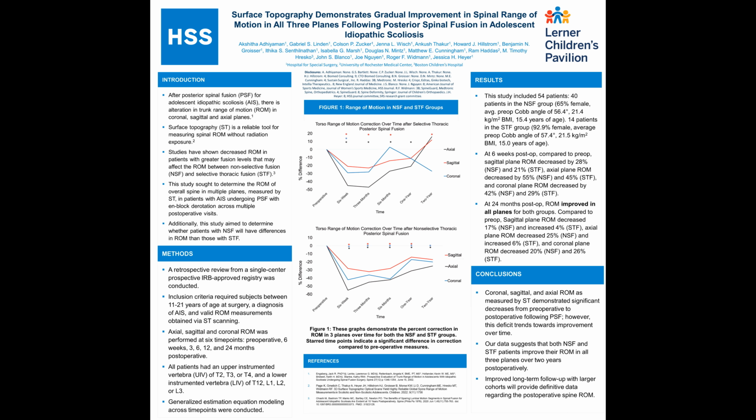Conclusions. Coronal, sagittal, and axial range of motion as measured by surface topography demonstrated significant decreases from preoperative to postoperative following posterior spinal fusion. However, this deficit trends towards improvement over time. Our data suggests that both non-selective fusion and selective thoracic fusion patients improve their range of motion in all three planes over 2 years postoperatively. Improved long-term follow-up with larger cohorts will provide definitive data regarding the postoperative spine in terms of range of motion.